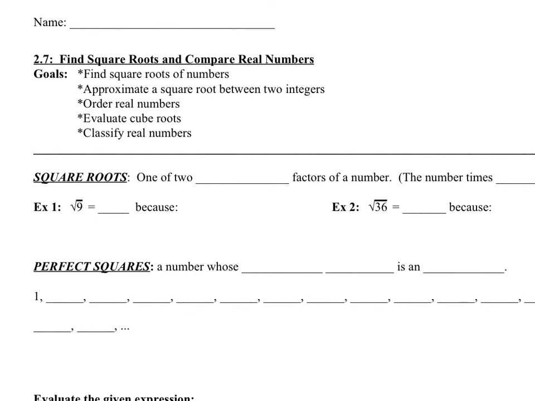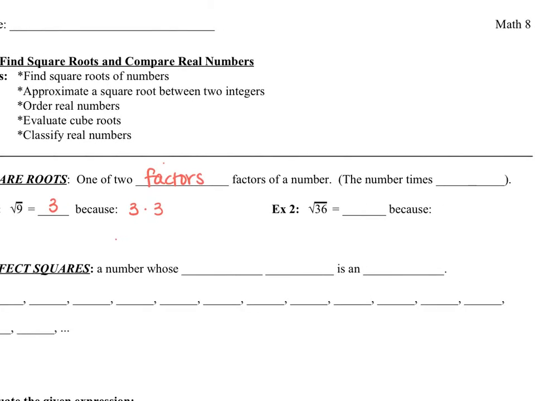So a square root, something to know about a square root is a lot of people think they know what a square root is, because they do. For example, the square root of 9 we know is 3, and we can prove that it's 9 by multiplying 3 times 3. What a square root really is, it's one of two equal factors of a number. So it's really the number times itself.